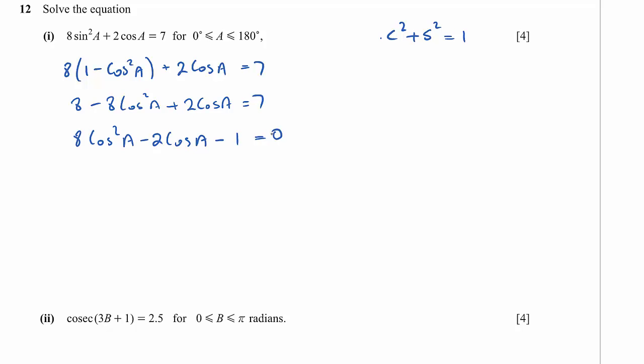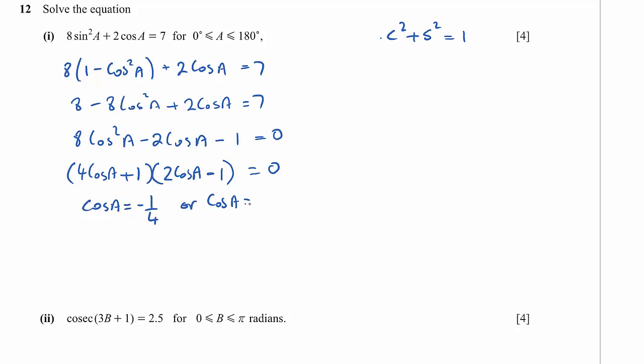Now, will we be able to factorise that? I think there's a good chance we will. So let's go for 4 cos a and 2 cos a. It's got to be 1 and 1 to get 1. And if we want minus 2, if we put the minus there, that gives us minus 4 cos a and the plus there. And that does it, which gives us that cos a is negative a quarter, or cos a is equal to a half.